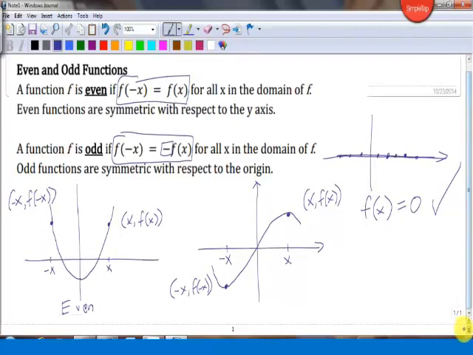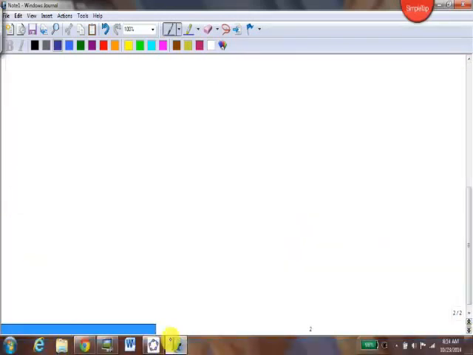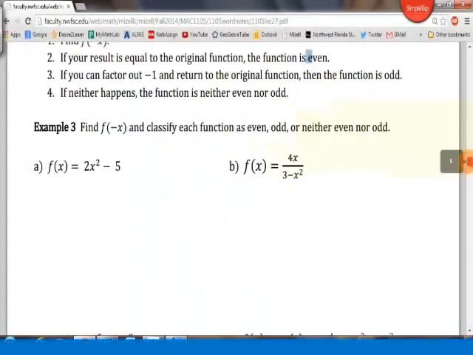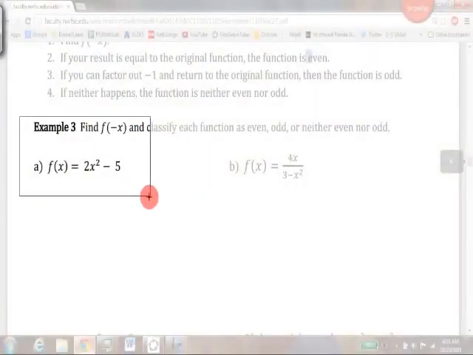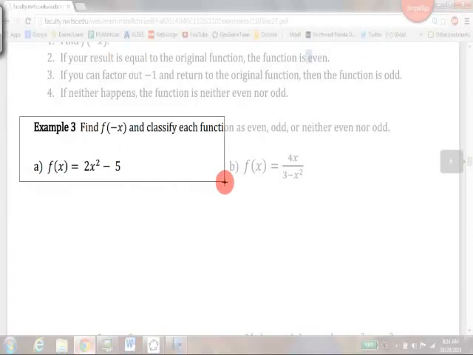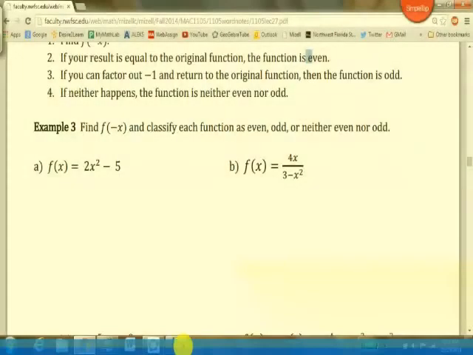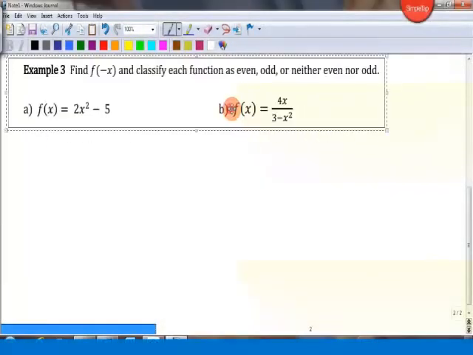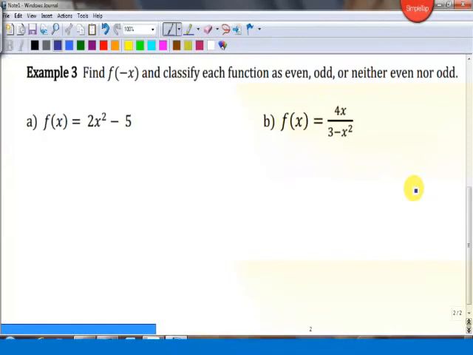So here goes. Let's see if we can do this. The problem says find f of negative x and classify each function as even, odd, or neither even nor odd. So we'll begin by checking to see if it's even. That's usually the easier thing to do. If it's even and it's not the 0 function, we'll just stop and move on to the next problem. If it's not even, we'll take another couple steps and check and see if it's odd. And then if it's not odd either, then it's neither even nor odd.